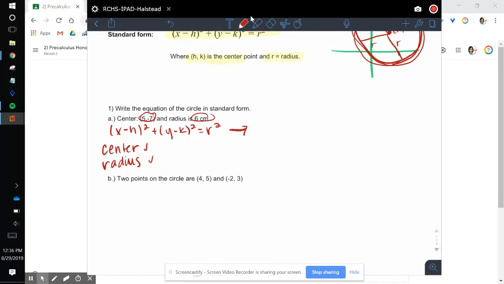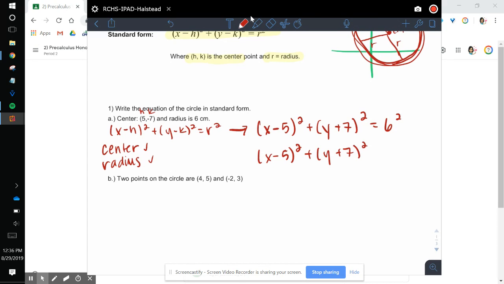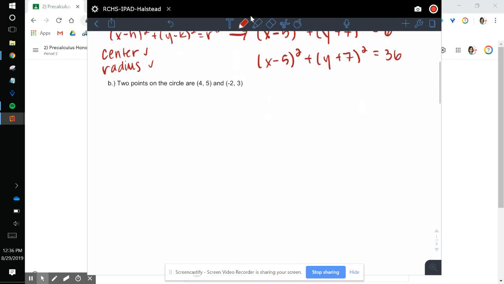My equation is going to be x, the 5 is the h, and the y value of the center is the k, so it's going to be (x, opposite of 5 is negative 5) squared, plus the quantity (y, opposite of negative 7 would be positive 7) squared, equals r squared, so 6 squared. I can simplify that to (x minus 5) squared plus (y plus 7) squared is equal to 36. All right, the next one.